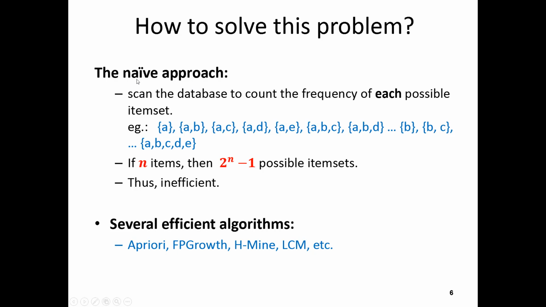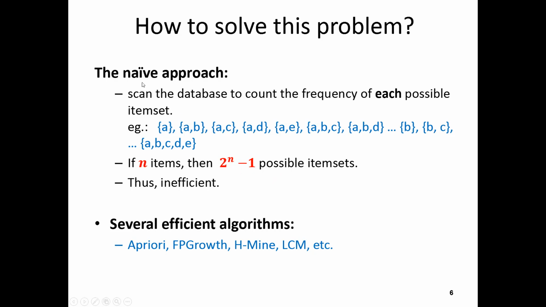There's a naive approach. The naive approach is to scan the database, read the database to count the frequency of each possible item set. So for example, if we have the items A, B, C, D, E, all the possibilities are A, AB, AC, AD, AE, ABC, ABD, and so on. So all the combinations actually. So if we have 5 items, ABCDE, there are 2 to the power of 5 minus 1 possible item sets. It's not so much, so we can calculate all of them. But imagine we have a store with 10,000 items. That means there are 2 to the power of 10,000 minus 1 possibilities.